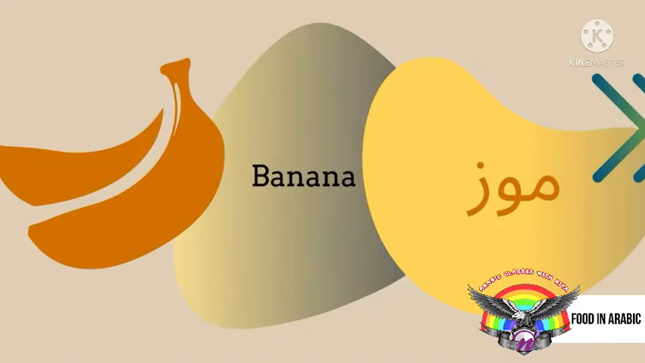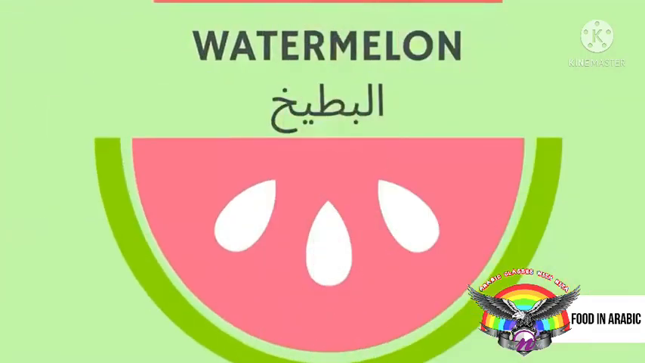What could be our next word? Can you try guessing any food which could be the next one? Yes, here it is. Watermelon, which means بطيخ. Let's repeat, watermelon, which means بطيخ.